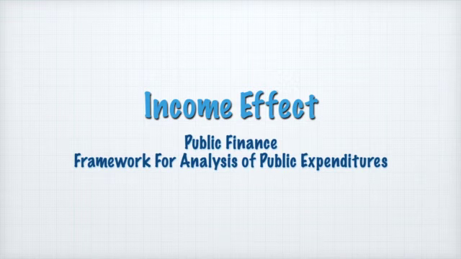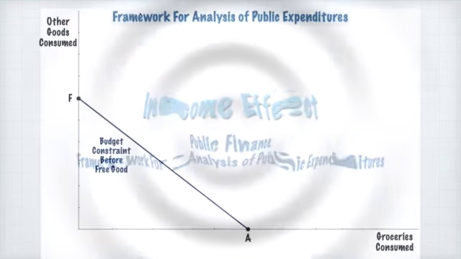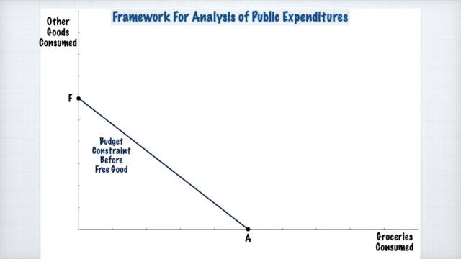And in this particular video lecture, I'm going to be taking a look at the income effect, in particular taking a look at how the structure of a welfare payment or a social services payment can impact an individual's budget constraint. And this is for my public finance course and has to deal with the section on the framework for analysis of public expenditures. So let's say this is what we're looking at.